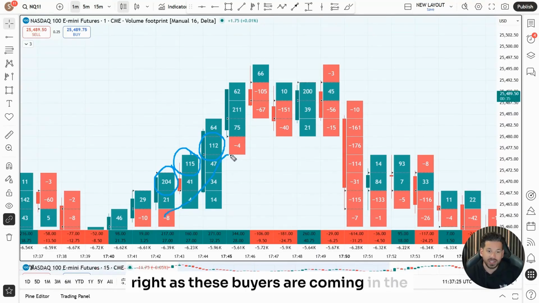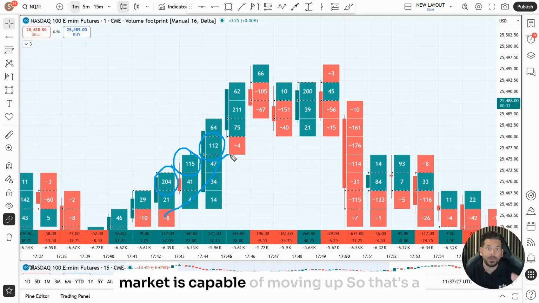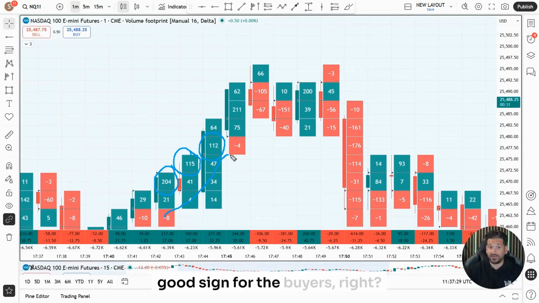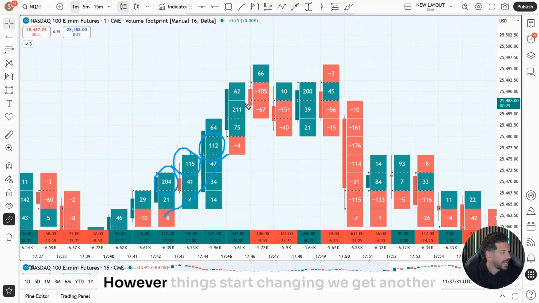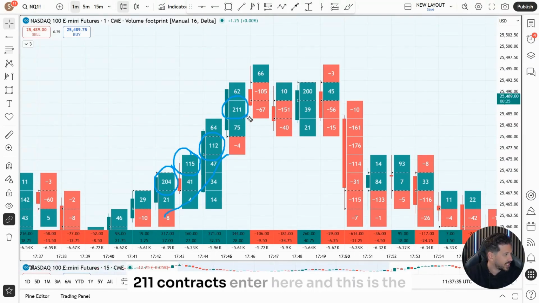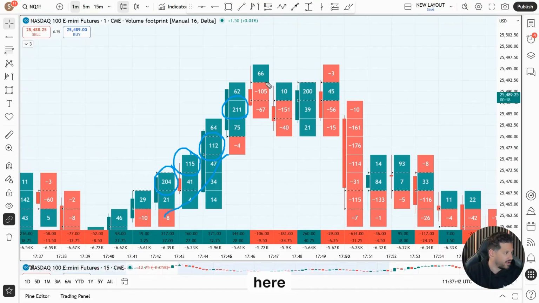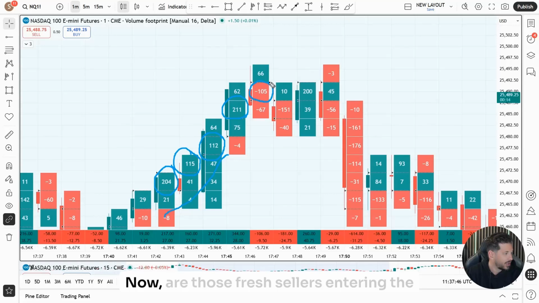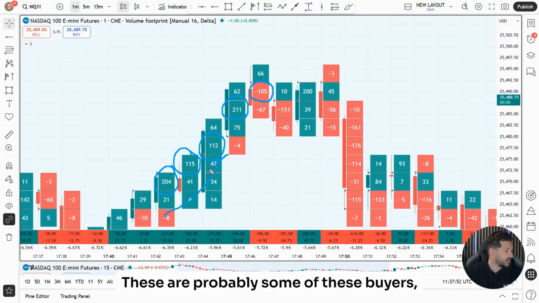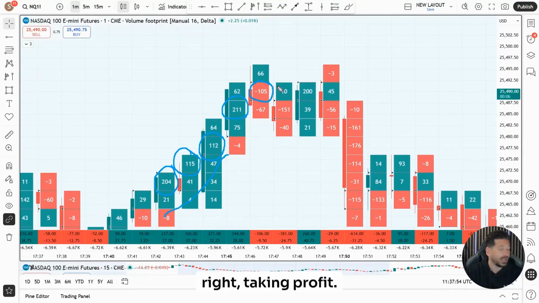As these buyers are coming in, the market is capable of moving up, so that's a good sign for the buyers, right? However, things start changing. We get another 211 contracts enter here, and this is the first sign that something is a little bit off. We get 105 sellers come in. Now, are those fresh sellers entering the market? Probably not, right? These are probably some of these buyers taking profit.